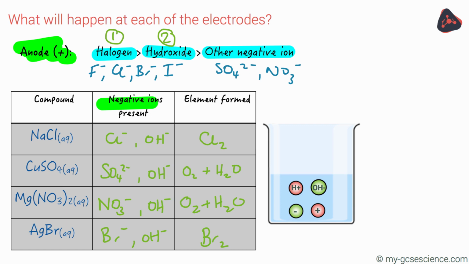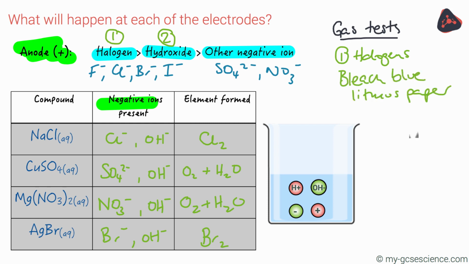You may also be expected to test for these elements. All of these elements produced at the anode are gases, so we're talking about tests for gases. We go into this in more detail later on in topic 8, but let's briefly cover it now. If we have a halogen, it will bleach blue litmus paper. So to test for it, we make the blue litmus paper damp by dabbing it in water, and then we hold it over the gas that's being produced to see if it bleaches, which means turns white. Occasionally it turns red before it turns white, but if it's a halogen, it will always bleach it.